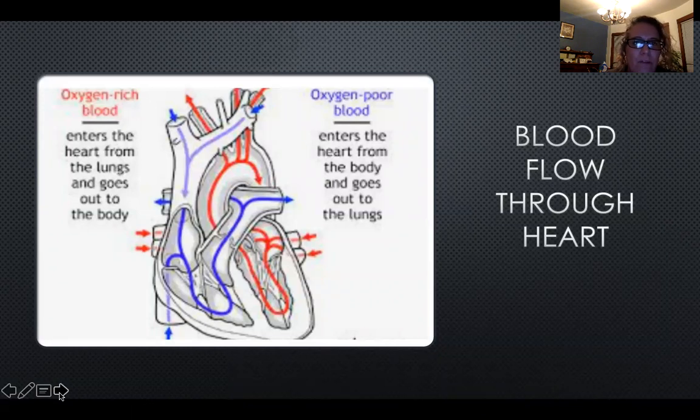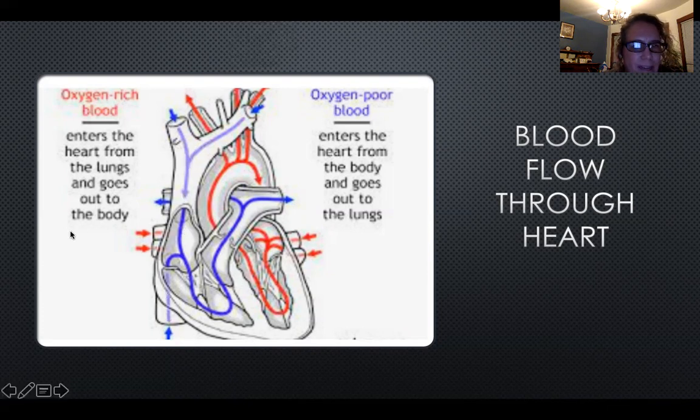So we're going to talk about the deoxygenated blood first. As you can see, that's in blue. Depending on what part of the heart it's coming from, if it's coming from the upper part of the body, it is going to come through the superior vena cava. And if it is coming from the lower part of the body, it is going to come through the inferior vena cava. And then it's going to dump into the right atrium.